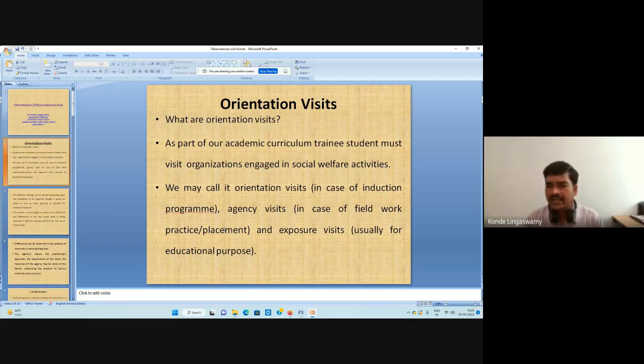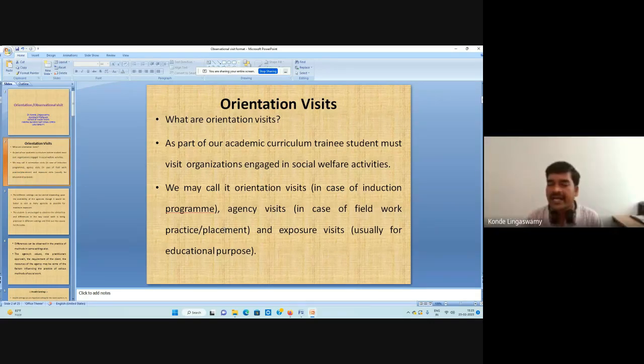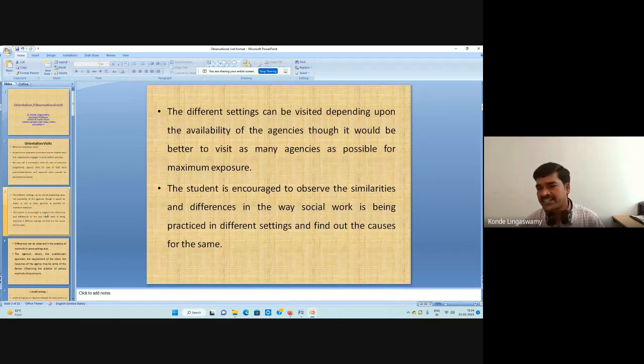We may call it orientation visits in the case of the induction program. We may call it agency visits in the case of the fieldwork practicum. Now we are in the fieldwork practicum, and exposure visits are usually for educational purposes. In our course, as part of our academic curriculum, you must visit organizations engaged in social welfare activities. We call these orientation visits or observational visits.